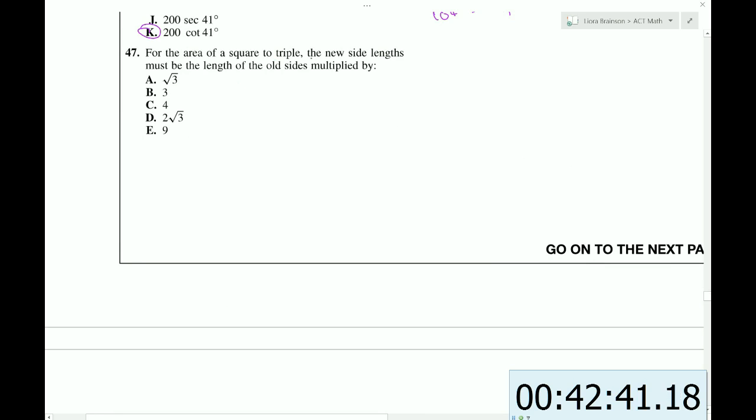For the area of a square to triple, the new side lengths must be multiplied by what? So we want the area to become 3 times the area. The question is, the side length has to become what times the original side length? So this is a proportionality question. So we have to look at the formula for area, which is side squared. So the relationship here is what is called a direct squared relationship.